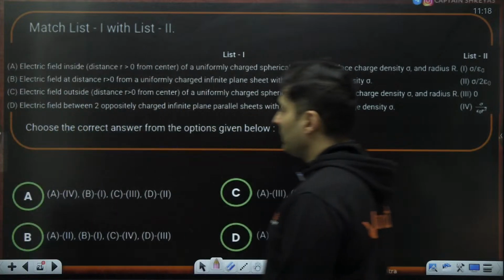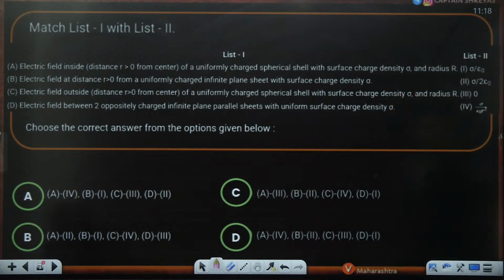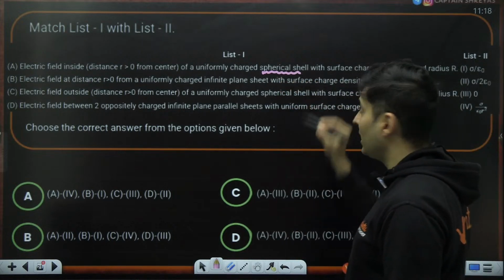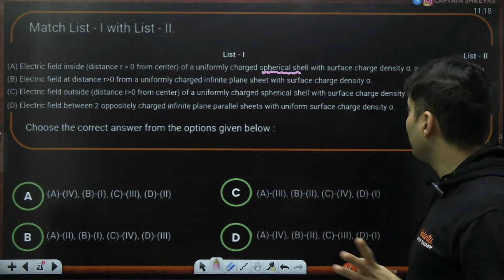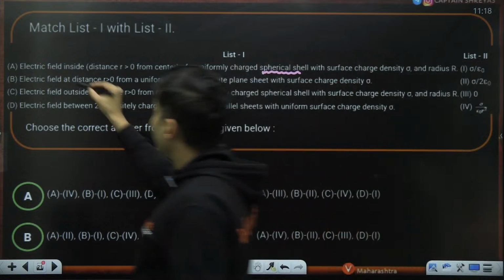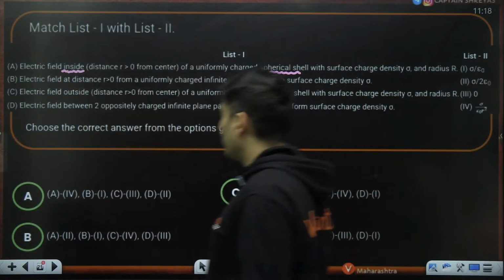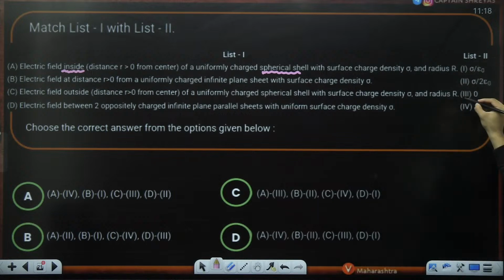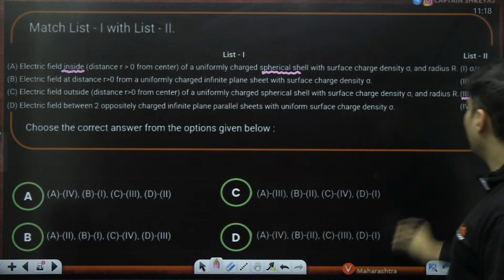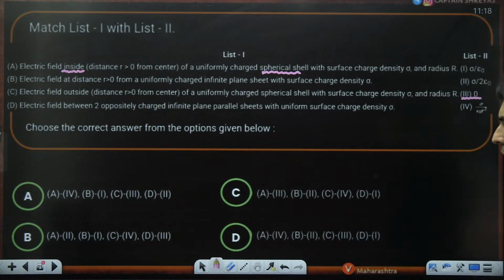Okay. Come on, my dear students. Electric field which is inside, R is the distance from the center of a uniformly charged spherical shell. Spherical shell, be careful. It's a spherical shell. So charges are only there on the periphery with the surface charge density sigma. And you have to find it inside. What will it be inside? Yep, 0, no? Inside a charged shell, no matter where you go, it will be 0. So I think A will go with 3.